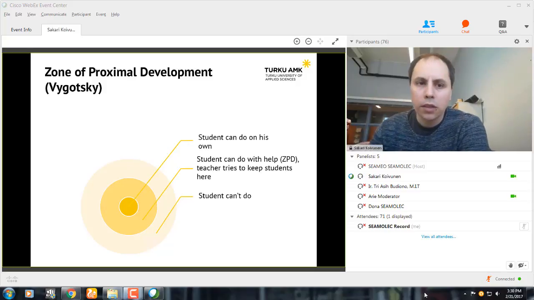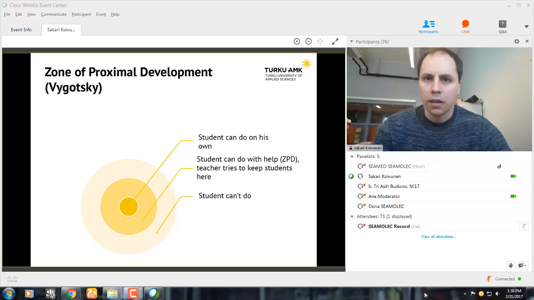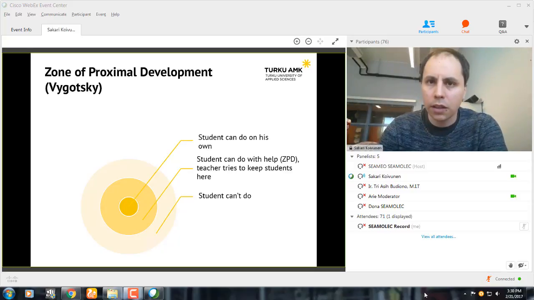You most likely recognize the zone of proximal development by Vygotsky, which is basically a set of skills that the students can handle on their own. So that's a limited set of skills and tasks that they can work on their own. And then there's the whole world that the students are not able to work with, and in between the basic tasks and skills and the bigger set of tasks, there's this zone of proximal development where the students can actually solve the task if they receive some help.